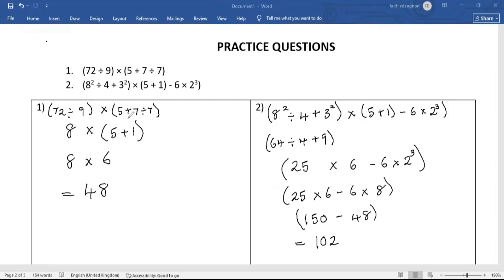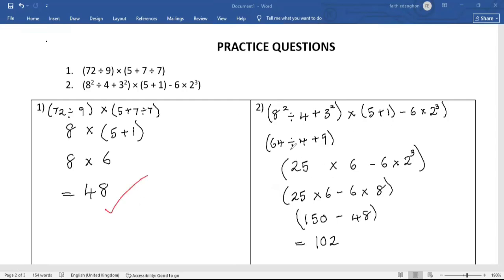Remember, in the second bracket, we have 5 plus 7 divided by 7. Division comes first before addition. So we don't do 5 plus 7, that is 12, and then divide by 7. No, you get it wrong. You get a totally different answer. So you first of all do the division, which is 7 divided by 7, and that's 1. Then 5 plus 1, that is 6. So we have 8 times 6, and that will give us 48. So if you got 48, you are very correct.